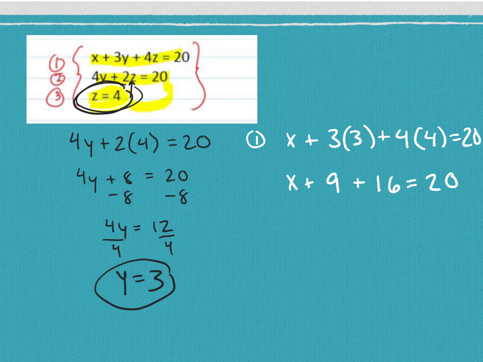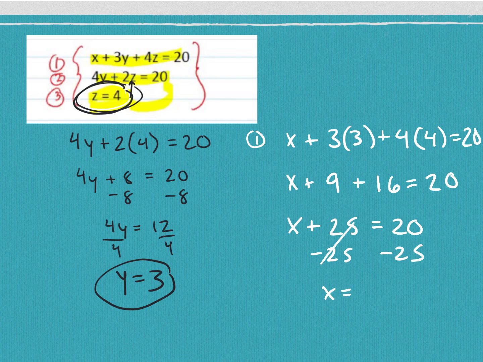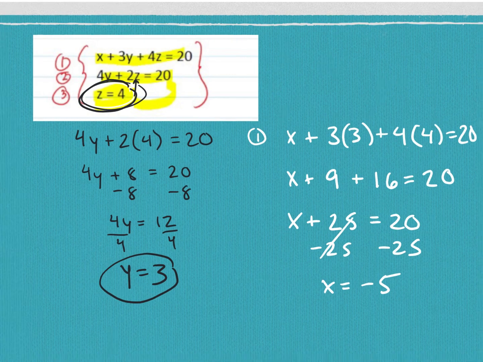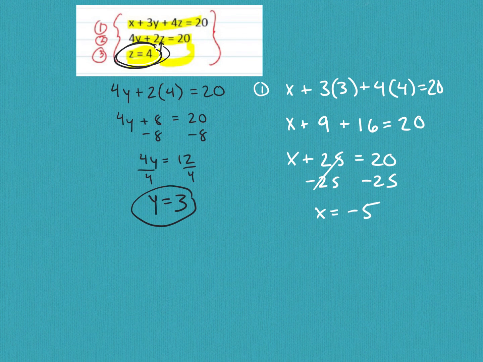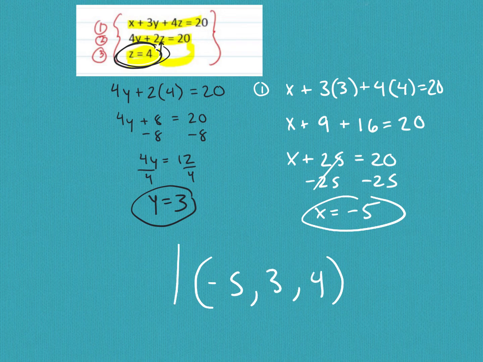What should I do next? What's 16 plus 9? 25. What should I do next? Subtract 25. So x is equal to -5. Am I done? Yeah, I have x, I have y, and I have z. How do I write my answer? -5, 3, 4. X, y, z.